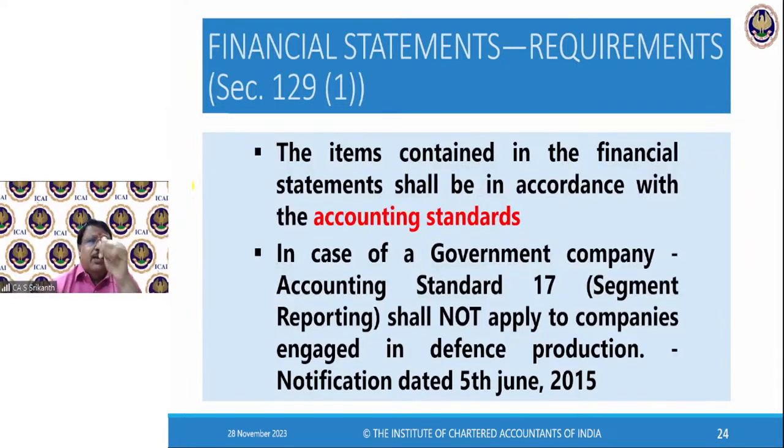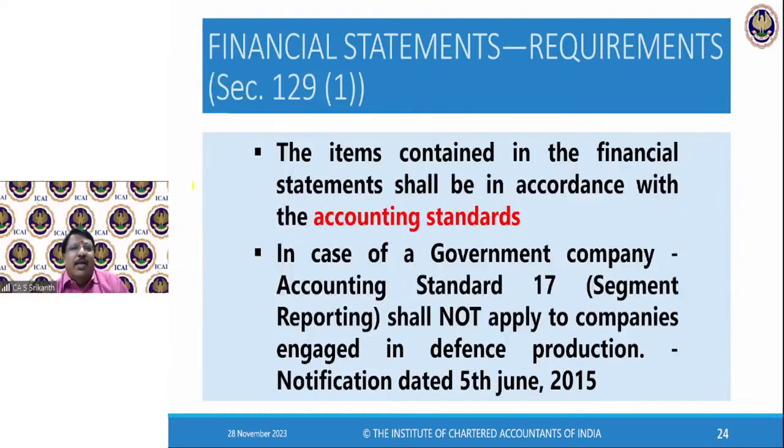Then suddenly in the 1956 Act, they introduced it. Around 97, 98, they introduced it. They said accounting standards are compulsory. You have to comply with the accounting standards. Every company shall comply with the accounting standards. Now, that is continuing here in this section also.